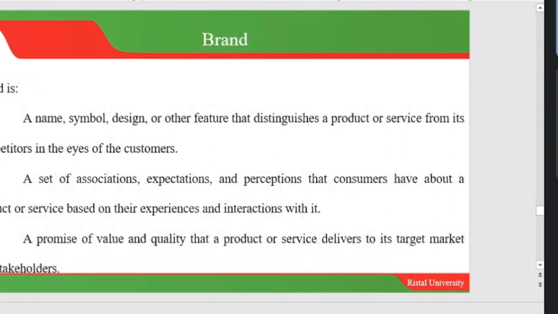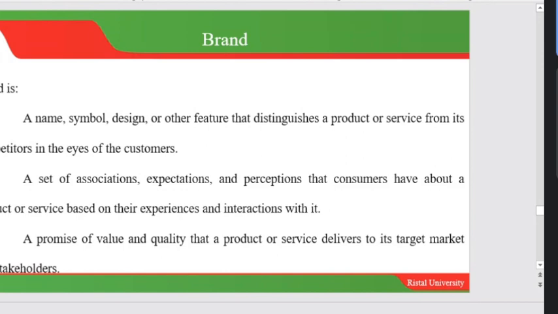So we now want to look at the aspect of branding because we earlier looked at the product. So you need to brand, and that is what gives a plus to your reproductive health service that you're offering. So a brand is a name, symbol, design, or other feature that distinguishes a product or service from its competitors in the eyes of the customers.